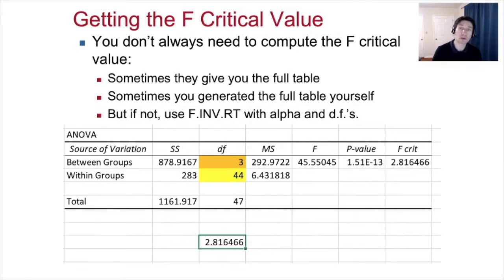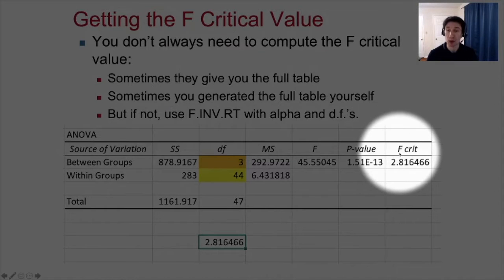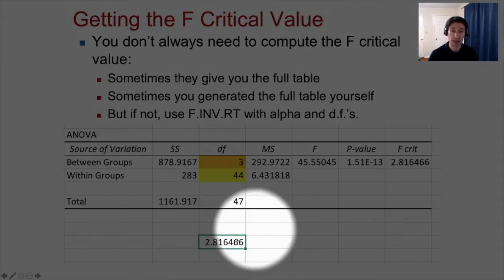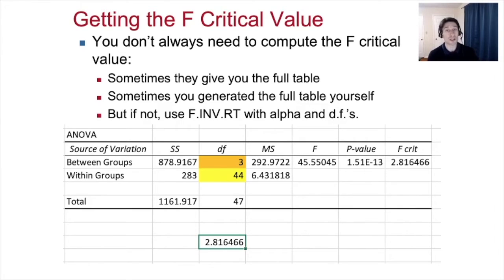But luckily, you don't always have to do that. Sometimes Pearson gives you the full table, and the full table has the F critical right here. Or sometimes you've generated that table in Excel, and it gives you the F critical. But you can also just compute it just like we did, and you see that it is the same value. And of course, you can still use the distribution table that Pearson gives you.